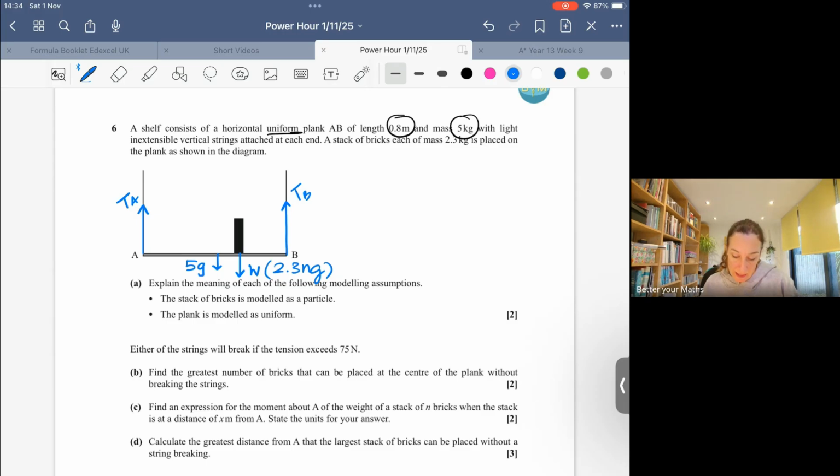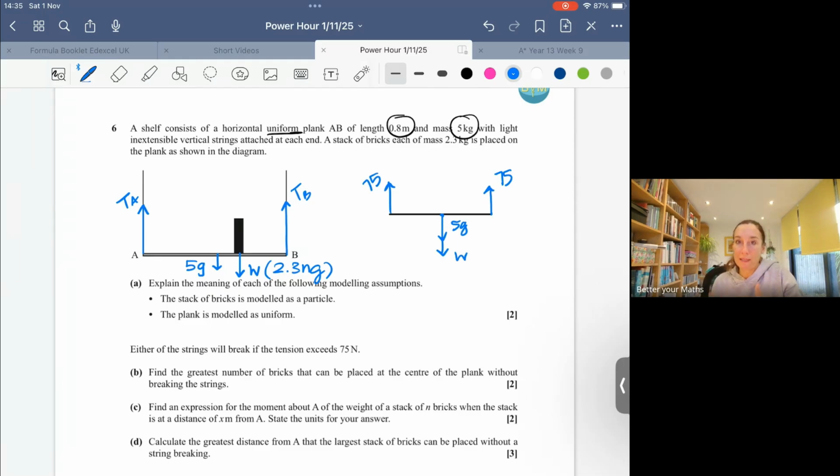They say each of the strings will break if the tension exceeds 75 newtons. Find the greatest number of bricks that can be placed at the center of the plank without breaking the strings. So these bricks now are in the center, so I have something that is completely symmetrical. If you get the idea, I have my plank, I have a force here that maximum can be 75 newtons, a force here that maximum can be 75 newtons, and I have my 5G and my bricks.